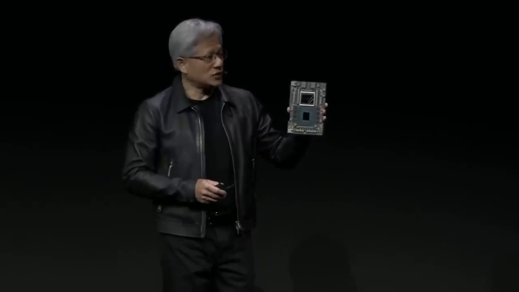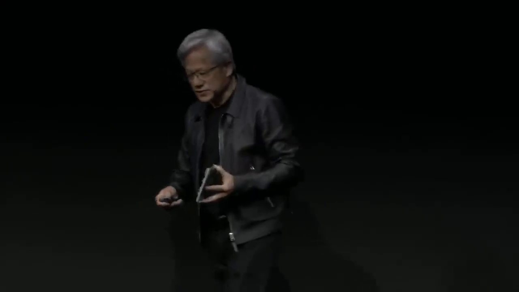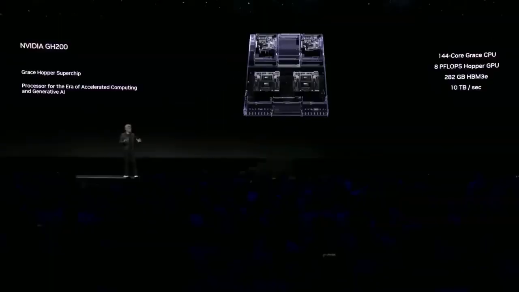So this is the new GH200, based on the architecture, Grace Hopper, and a processor for this new computing era. The CPU now has 144 cores. The GPU has 10 terabytes per second of frame buffer bandwidth.